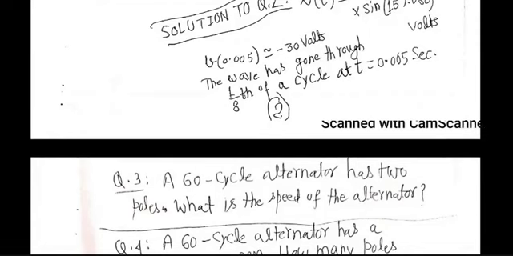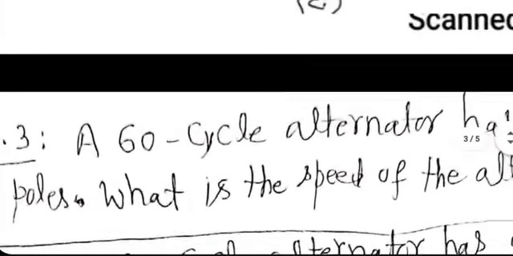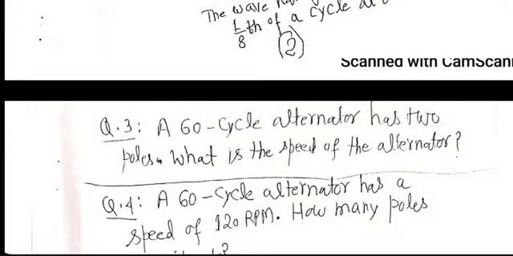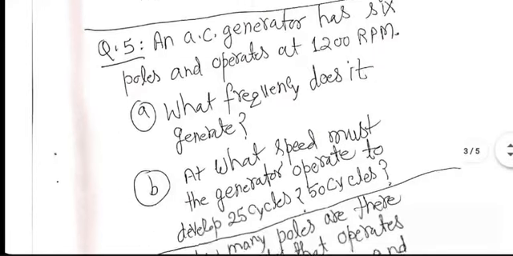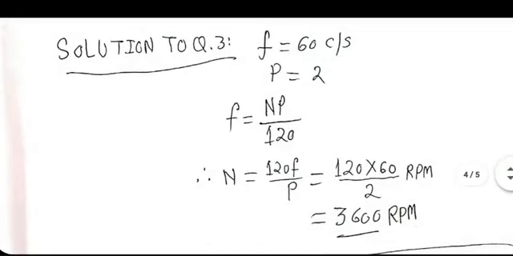Okay. Now question 3, more practical. A 60 cycle alternator, meaning synchronous generator, has 2 poles. So capital P equal to 2. What is the speed of the alternator? Here we go. f is 60 cycles per second, P is 2. And we know the formula f equal to NP divided by 120. From there, you figure out N. 3600 RPM is the answer.